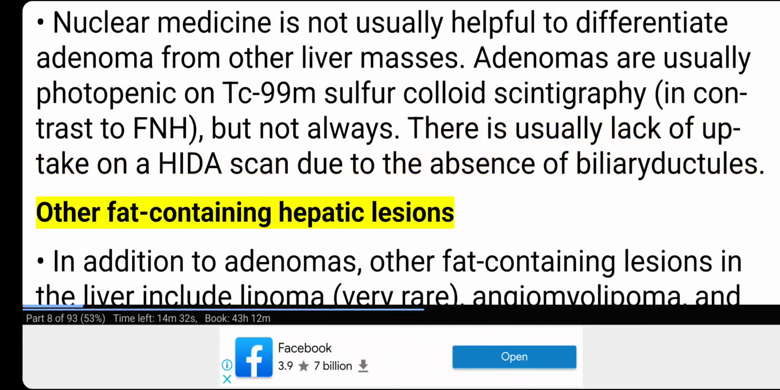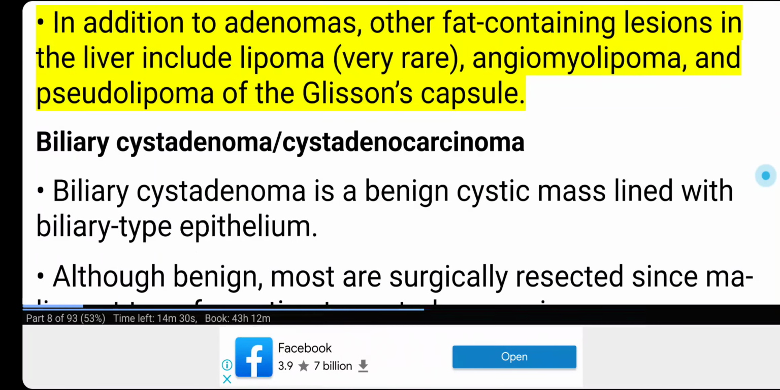Other fat-containing hepatic lesions. In addition to adenoma, other fat-containing lesions in the liver include lipoma, very rare angiomyolipoma, and pseudolipoma of the Glisson's capsule.